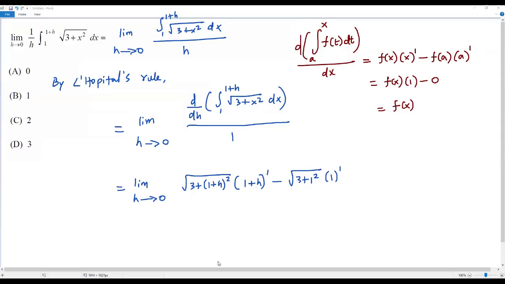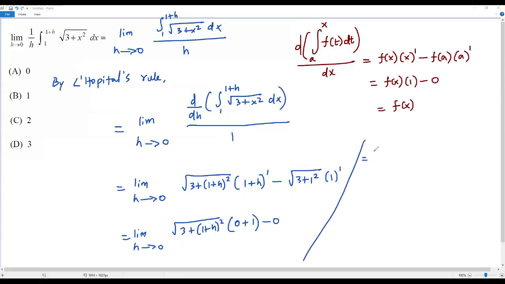Okay, now let's continue. We have limit h approaches 0, square root of 3 plus (1 plus h) whole square. Okay, what is the derivative of this 1 plus h? Actually we have to get the derivative with respect to h over here. So the derivative of 1 is 0, and the derivative of h is just 1. So finally the derivative of this 1 plus h is 0 plus 1. So the derivative of this constant 1 is 0. 0 multiplied by this stuff is also 0.